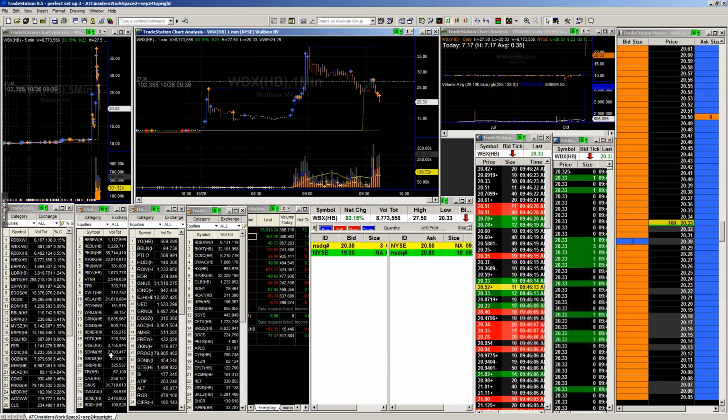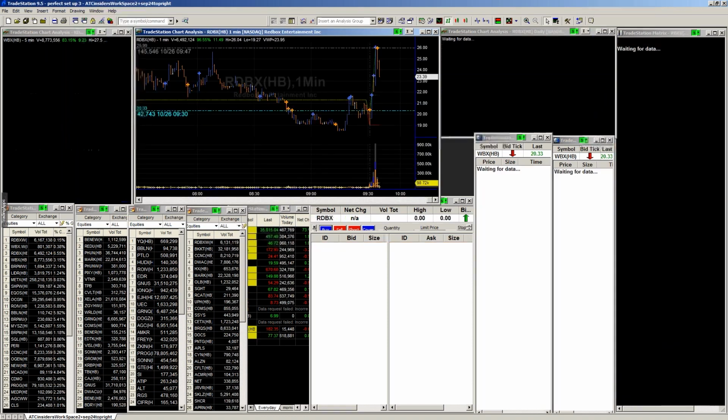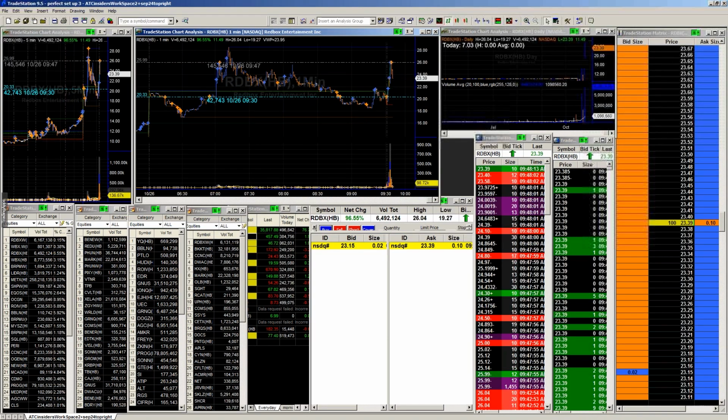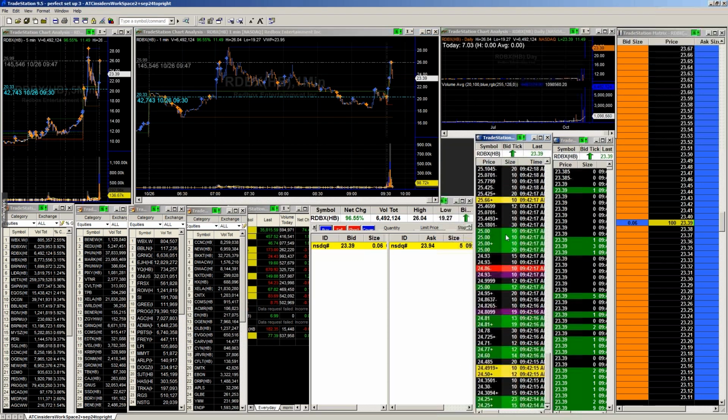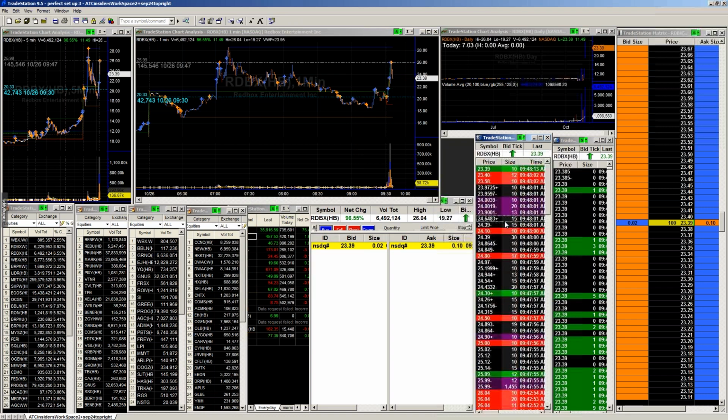Okay, I'm going to start. We can just go through a scanner, but I'm going to start with something like RDBX. Okay, and I want you to understand something. I don't care if it's shortable or if it's hard to borrow or not. We're going to assume in every stock that I pull up that we're able to go either long or short in it. What type of trades in this stock would be acceptable? Forget prints, forget anything else. What type of trades would be acceptable in this stock? What number trades would be acceptable in a stock like RDBX?